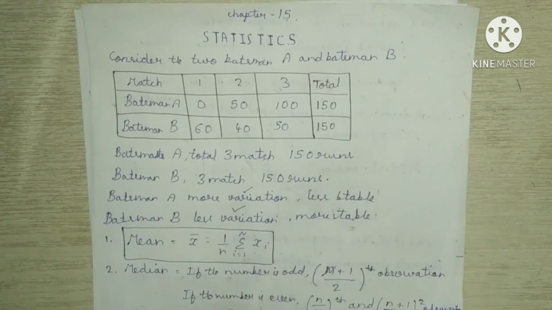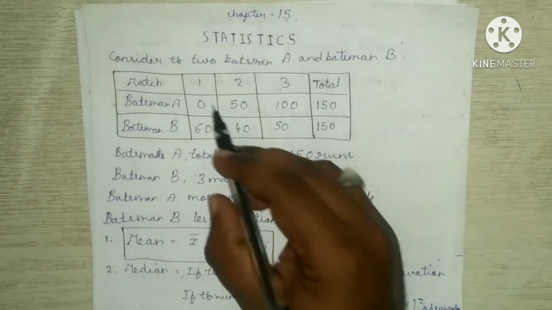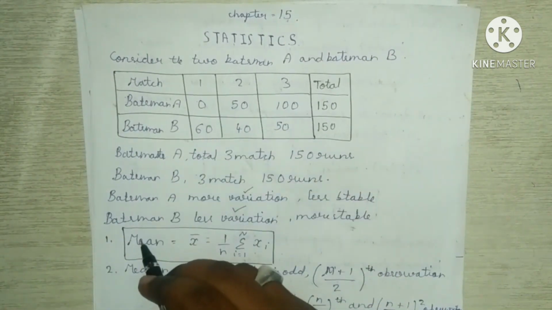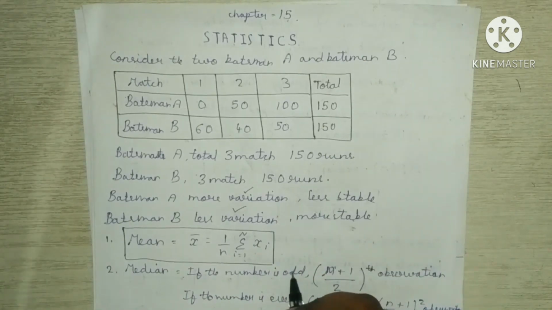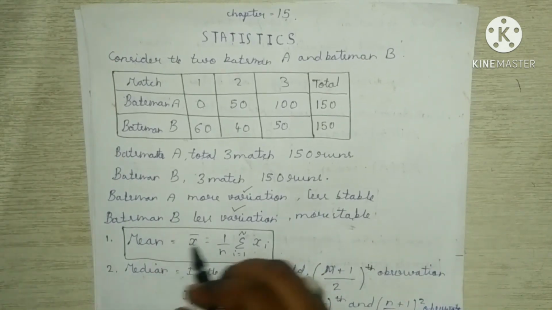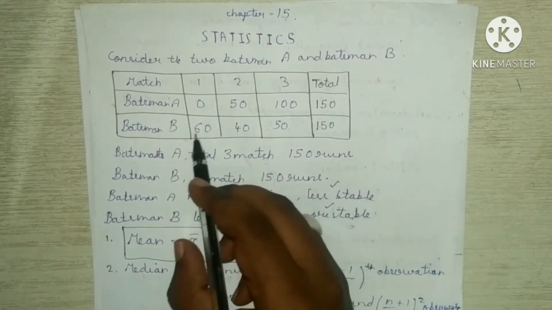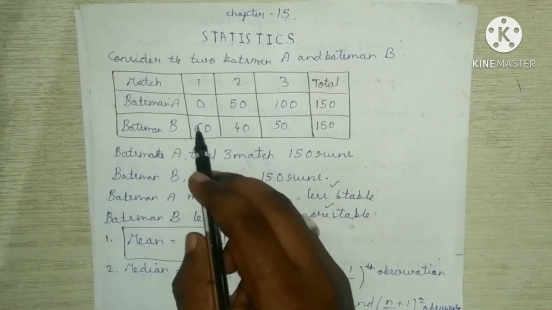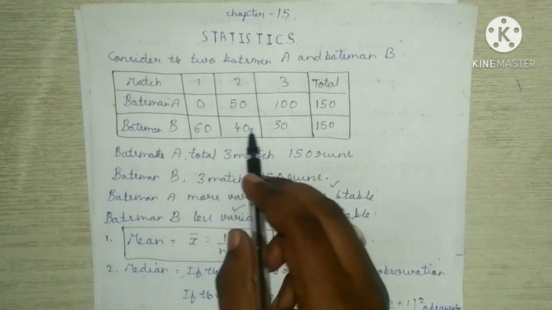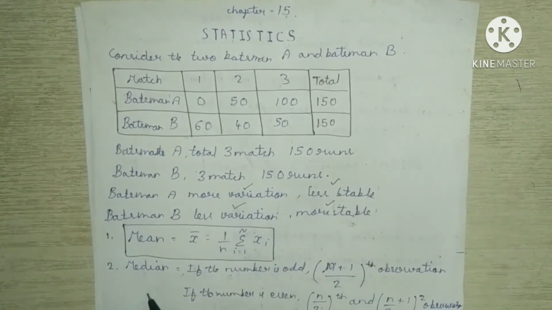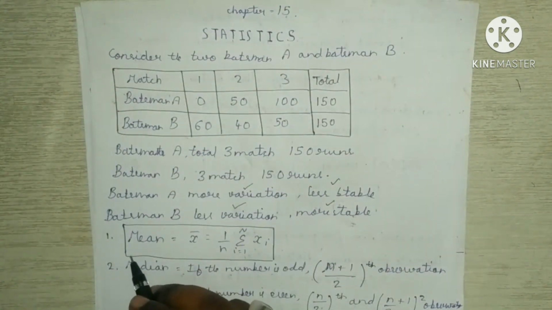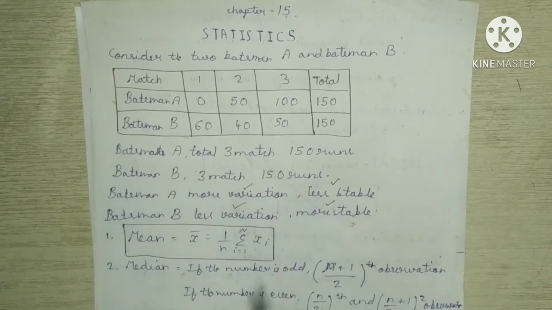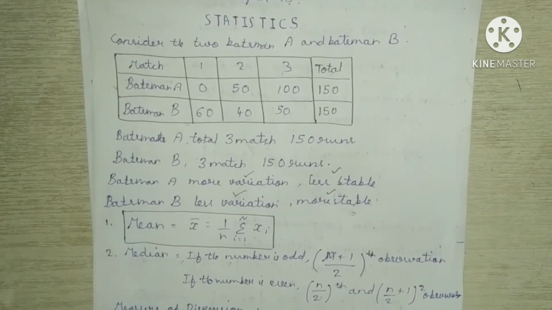Now, who is more stable? Scoring 0 runs and then 50 is very less stable. Batsman A is less stable. Batsman B is more stable because he is getting a score in every match. He is not getting a 0 score. 60, 40, 50 are very nearby, all two-digit scores. That's why batsman B is more stable and that's why batsman A is less stable.